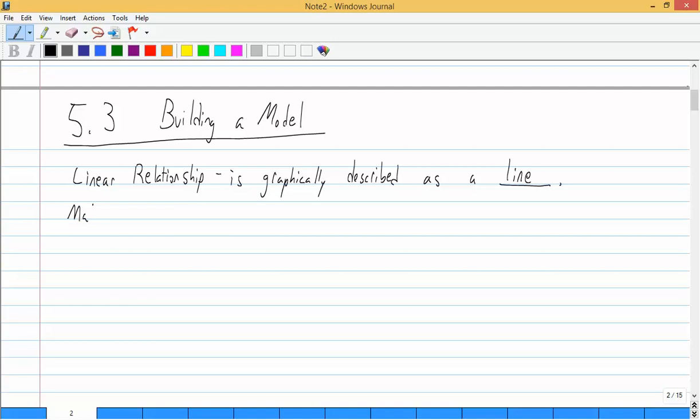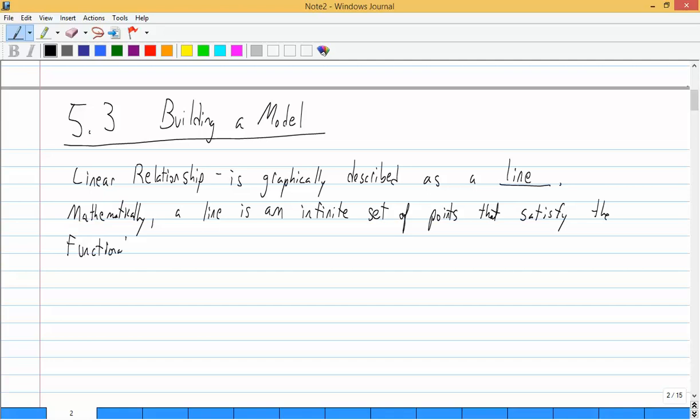Mathematically, a line is an infinite set of points that satisfy the functional relationship y equals mx plus b.